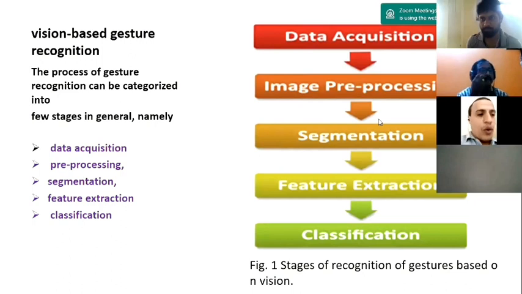Now, the segmentation stage. By segmentation we mean how to separate the area of interest of the image from the remaining part of the image. The image contains a lot of pixels, like the shape of the sign, and other pixels that are not important. How to cut only the important area, the area of interest, from the remaining part of the picture.